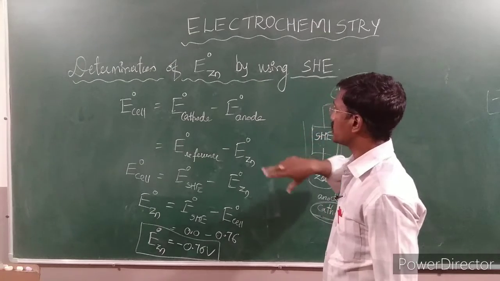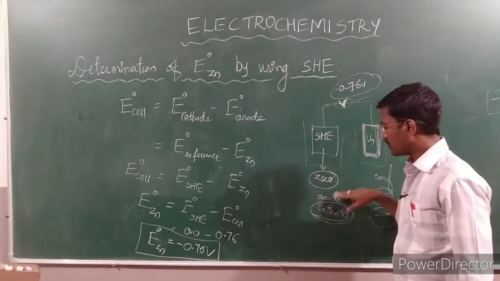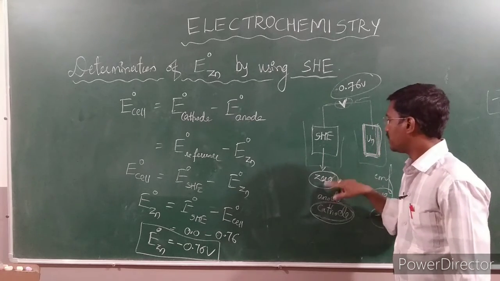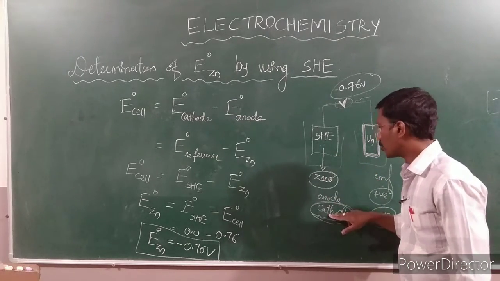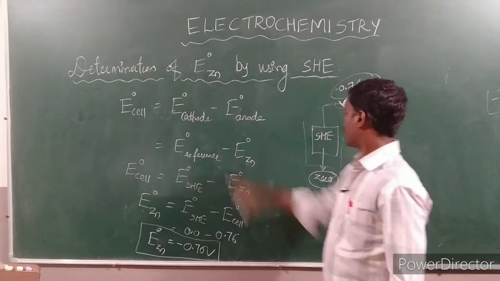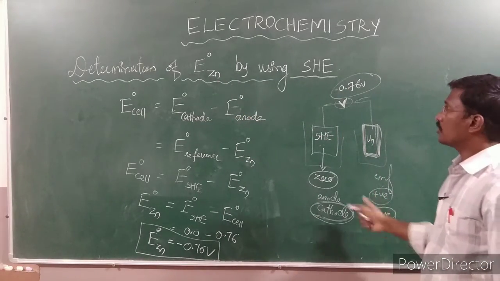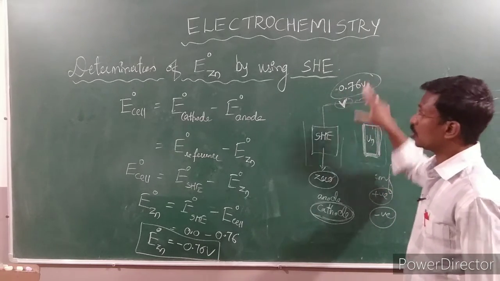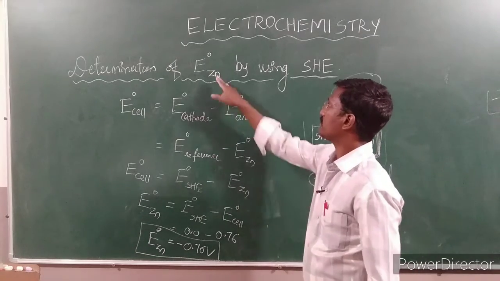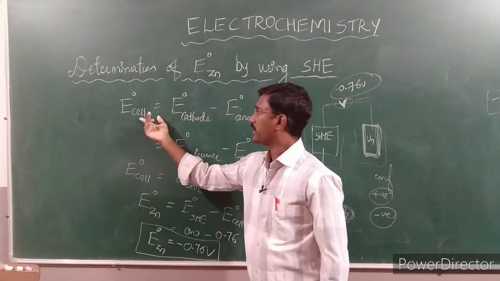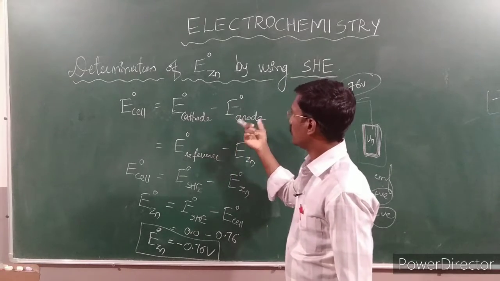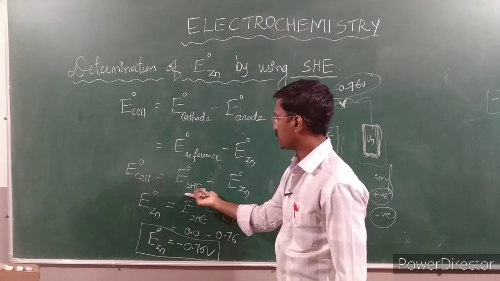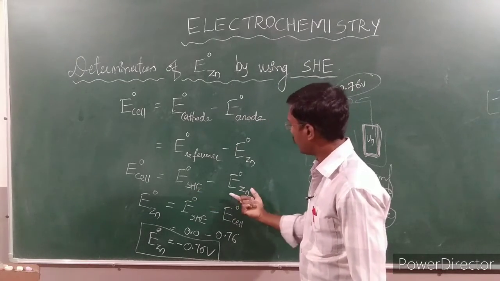Here, the reference electrode is used as SHE, which has a potential of 0 volt, and this SHE is connected to the cathode and the zinc rod is connected to the anode. Together the observed electrode potential value is 0.76. To calculate the potential of zinc, we have the formula E cell naught equals E cathode minus E anode. Here the cathode is the reference, that is SHE, and the anode is zinc. We need the zinc value.